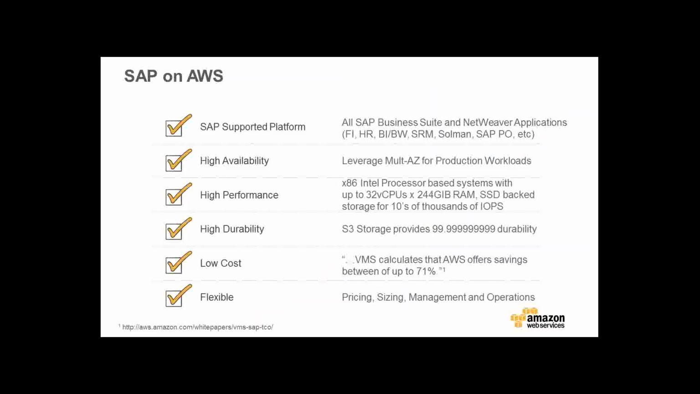So we have a wide range of instances that are certified to run applications like HANA or Business Objects or Business Suite. Customers tell us that they run their SAP applications on the platform because it reduces their costs. And AWS has actually worked with a third-party firm called VMS based in Germany to calculate the actual reduction in total cost when running SAP specifically on our platform. And they found you can save up to 71% by running your production SAP applications on AWS.